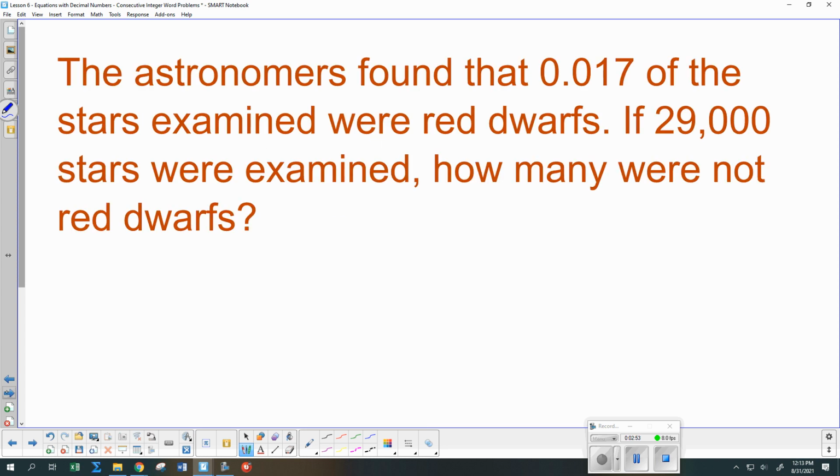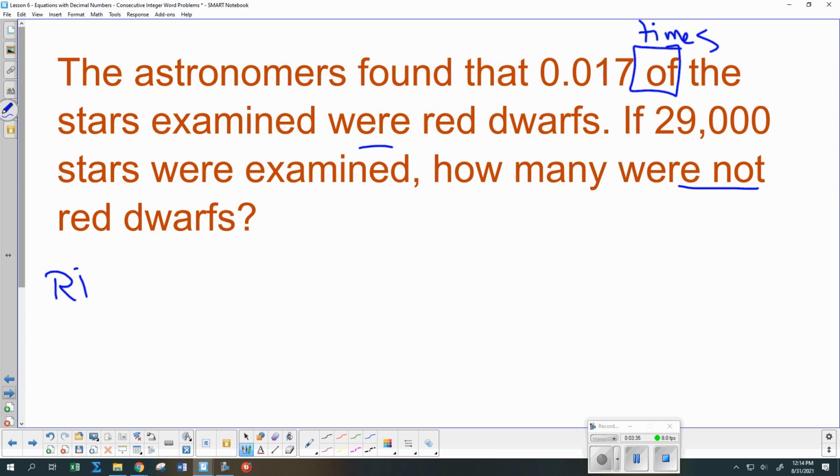Let's do a word problem now that has decimals in it. And I'm going to model 2 ways we could set this up and work it. Both are correct. Anytime we have of, that generally means times. 3/4 of x means 3/4 x. 0.017 of something means 0.017 times that something. So this says that we have some that were red dwarfs, and then we have some that were not red dwarfs. So whenever we have some that are and some that aren't making up the total, we think, oh, we could use a ratio box on this.